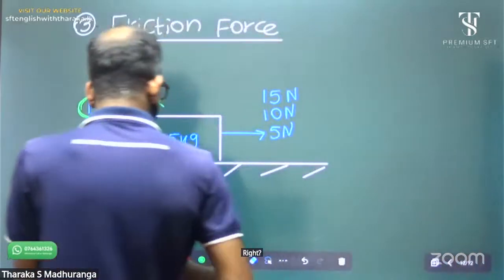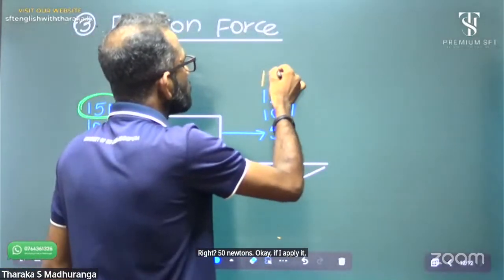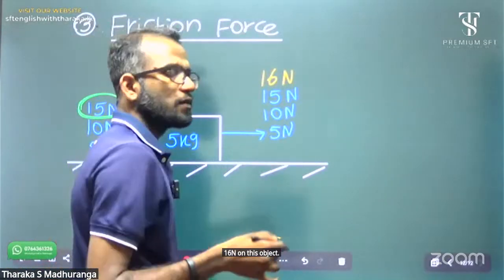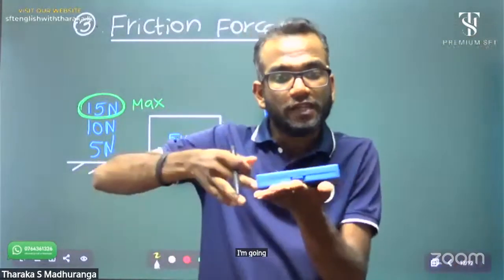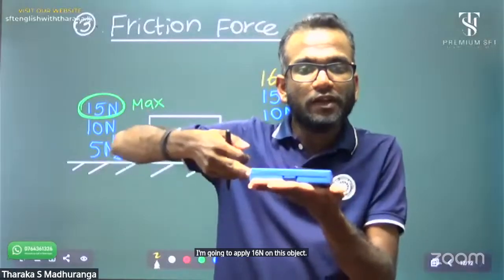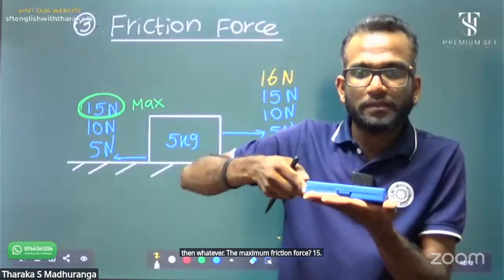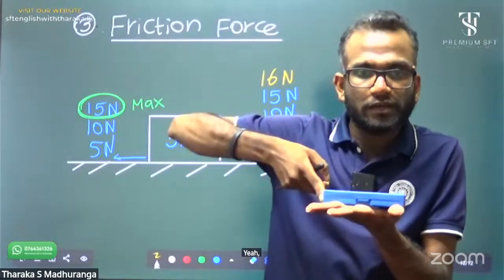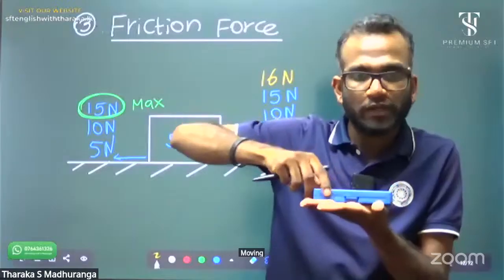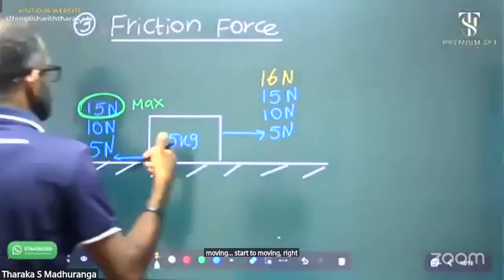15 Newton. Okay, if I apply 16 Newton on this object, I am going to apply 16 Newton on this object. Then what happened? The maximum friction force is 15. Yeah, it starts to move, right? It starts moving in this direction.